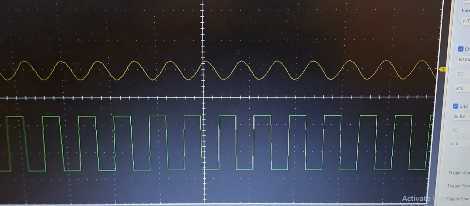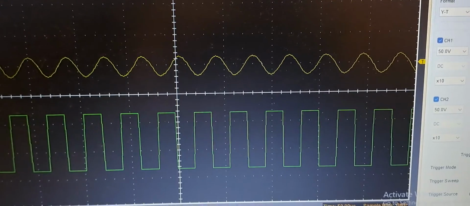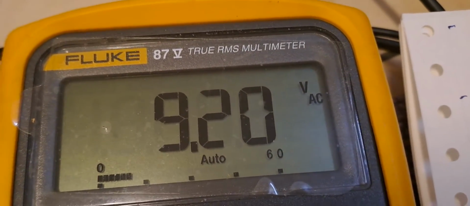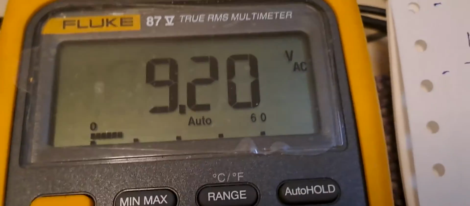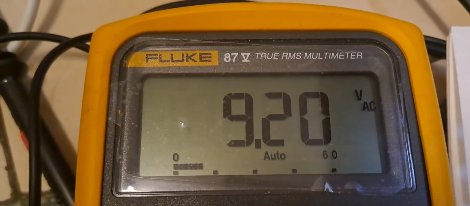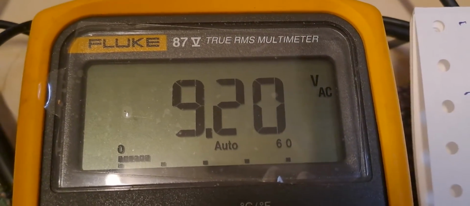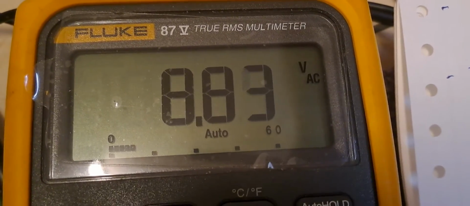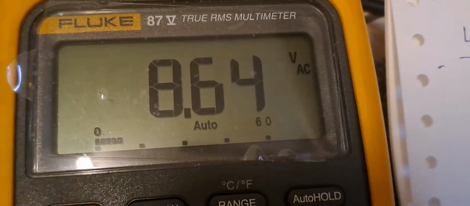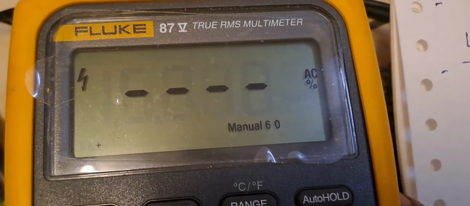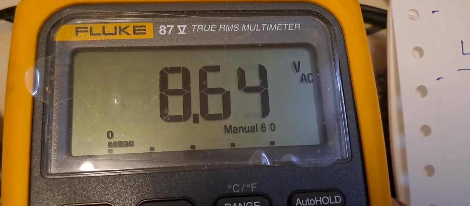Now we will see some interesting facts in this circuit. If we look at the input voltage of this circuit, it is 9.20 volts AC. At resonance, this voltage will be maximum. Let us decrease the frequency. You can see the voltage is reducing. I am at 15 kHz. Let us read the frequency. You can see I am at 15 kHz and the voltage is 8 volts.